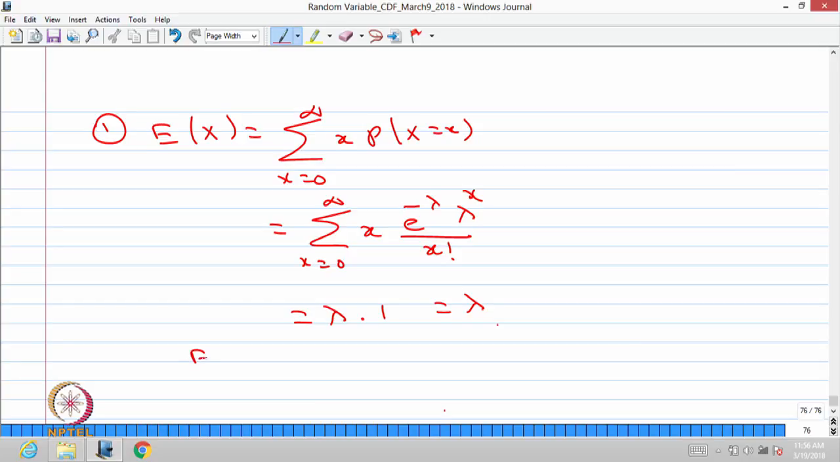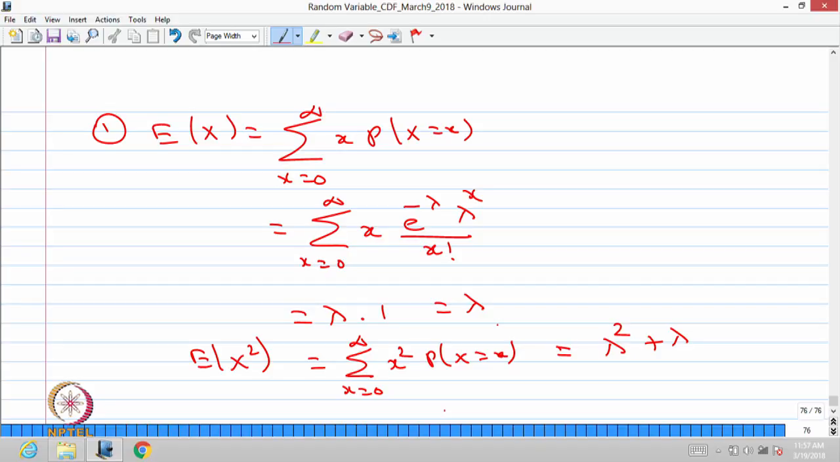Similarly, one can find E of X square, that is nothing but summation of x square times probability of X equal to x, where x takes a value 0 to infinity. In a similar way one can compute, and you get the answer, that is lambda square plus lambda.